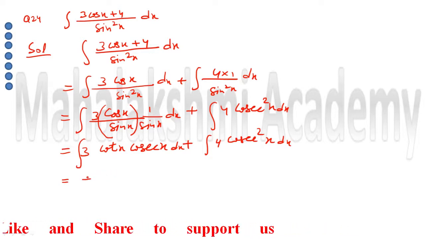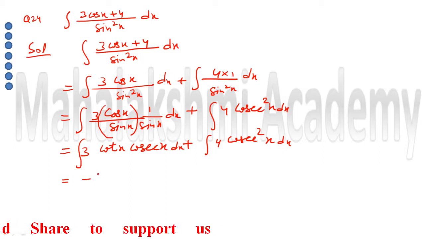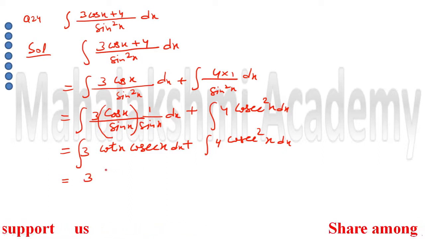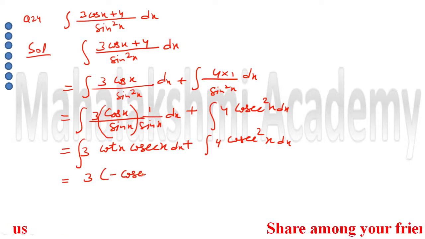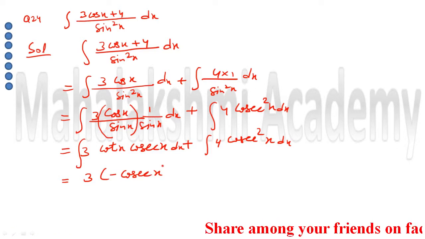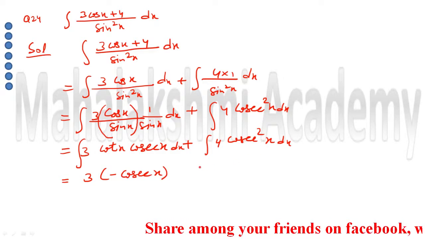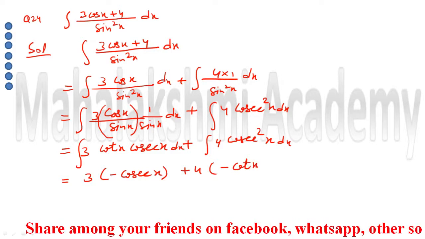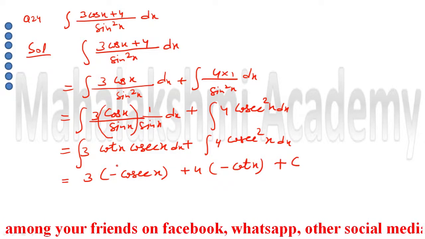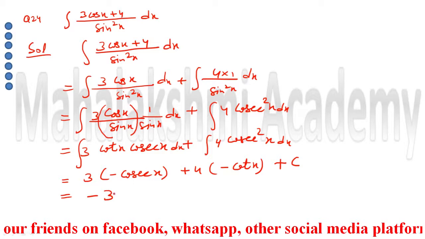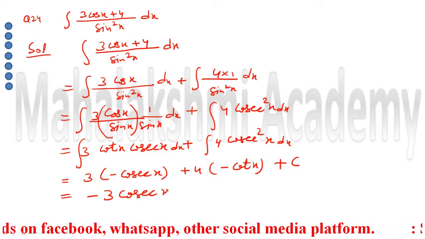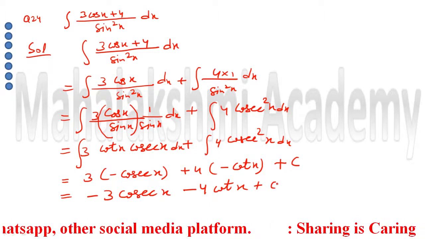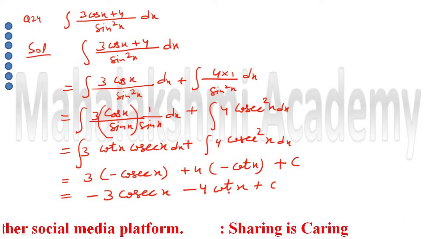Students, this is the integration formula: the integration of cot x cosec x is minus cosec x, and the integration of cosec square x is minus cot x. So first we write 3, the integration of cot x cosec x is minus cosec x, and 4 times the integration of cosec square x is minus cot x, then plus c. So it is going to be minus 3 cosec x minus 4 cot x plus c. That's the last step of this question.